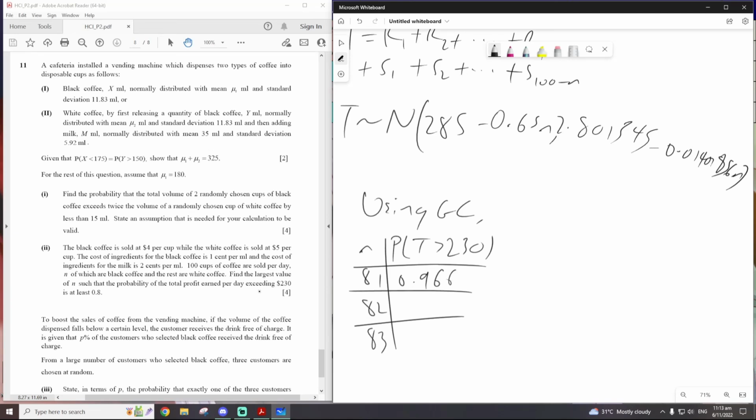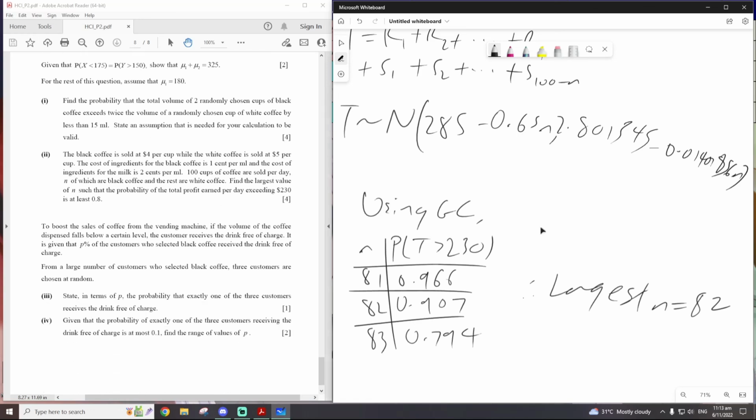So you'll see that it's a very high probability at first, but the probability quickly decreases. This one is 0.907, and this one is 0.794. It's a very quickly decreasing number. Yeah, therefore, n equals to 82. Largest n. Okay, largest n is 82.